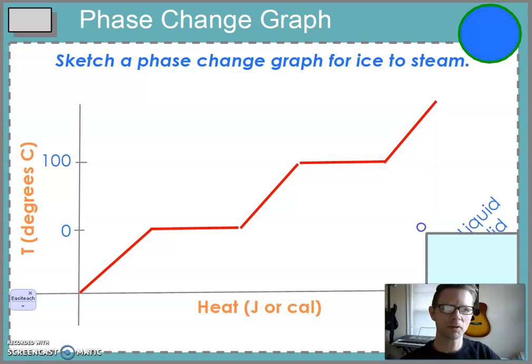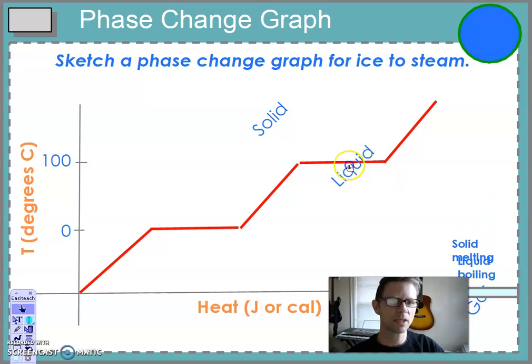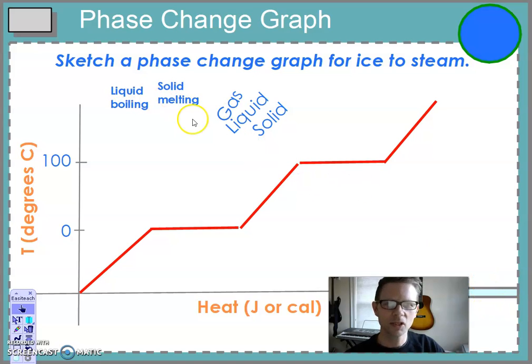This is probably the most important aspect of phase changes and of my objective for you. Let's identify what each of these different segments are. I'll often call these segments. Somewhere in here there's a solid, somewhere in here there's a liquid, somewhere in here there's a gas. And then there are these processes of the solid melting and the liquid boiling. So let's figure this out.